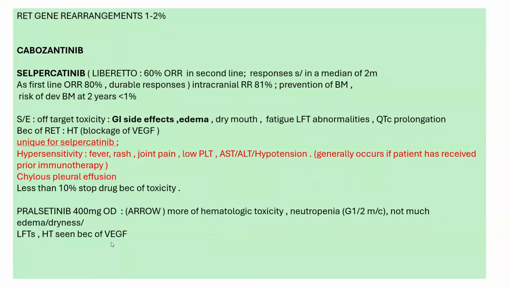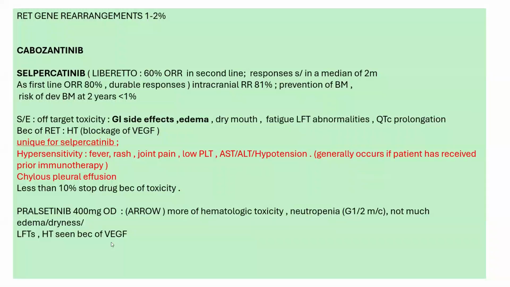As it came out in the LIBRETTO trial, selpercatinib, even when used in the second line, has a significantly good overall response rate of around 60%. Responses are seen within 2 months, which is what was seen in the trial. Once you start the patient on selpercatinib, you can start seeing responses within 2 months, because in clinical trials we usually do scans very often. They reported that within 2 months the patients had a documented response. And as first line, an even higher overall response rate is seen, around 80%.